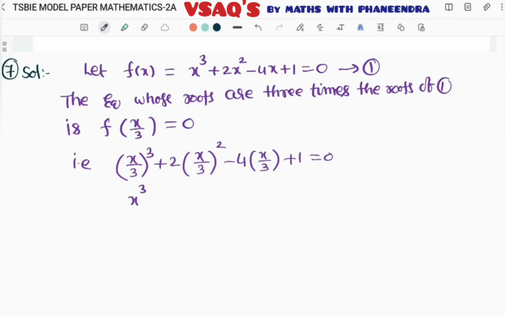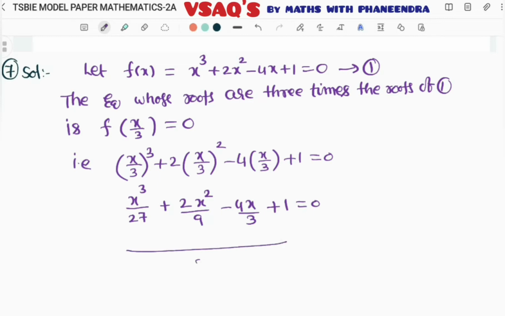So x cube divided by 27 plus 2 into x square by 9 minus 4x by 3 plus 1 is equal to 0. Take LCM here. 27 is the LCM. x cube plus 9 3s are 27... 3 into 2 is 6, 6x square, minus 3 9s are 27... 9 4s are 36x, plus 27.